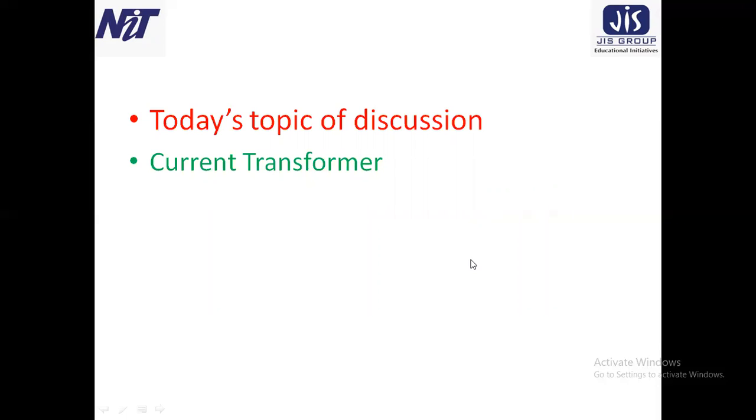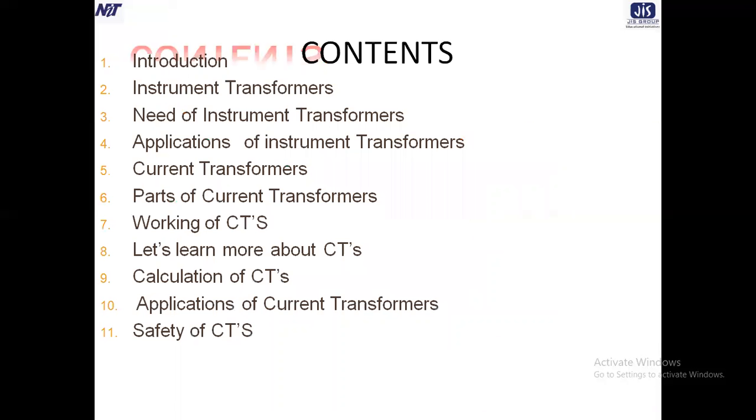So today's topic of discussion is the current transformer, and you all know that the short form of current transformer is CT. Firstly I will talk about the introduction, then the instrument transformer, need of instrument transformers, applications of instrument transformers, then the current transformer, parts of a current transformer, working of CT, calculation of CT, application of current transformer, and safety of current transformer. So these will be today's topics, or you can say the contents of today's lecture.